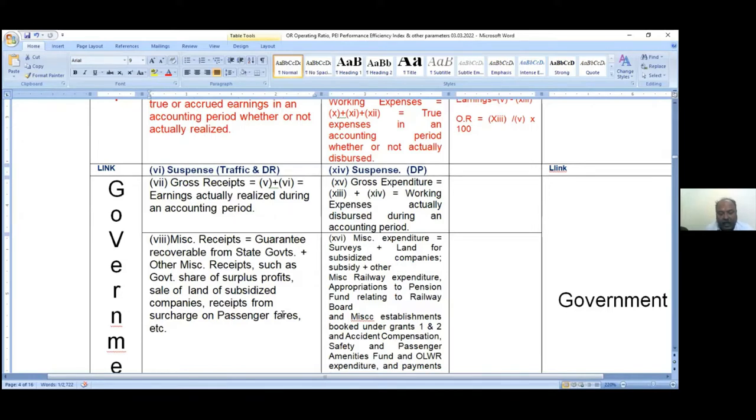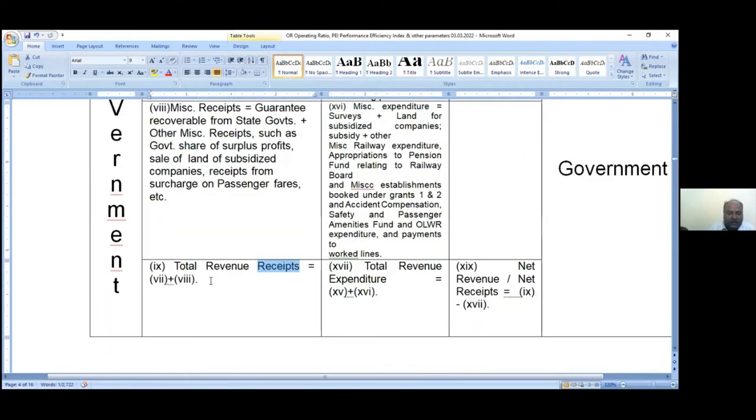The examples are guarantee recoverable from the state governments, the government share of surplus profits of the railway PSU organizations, that is RVNL, RITES, IRCON, or IRCTC, and the sale of land of subsidized companies. And receipts from the surcharge on passenger fares, etc. It is all together miscellaneous receipts. If we add gross receipts and miscellaneous receipts, this is the final term, total revenue receipts. This is the final one on credits.